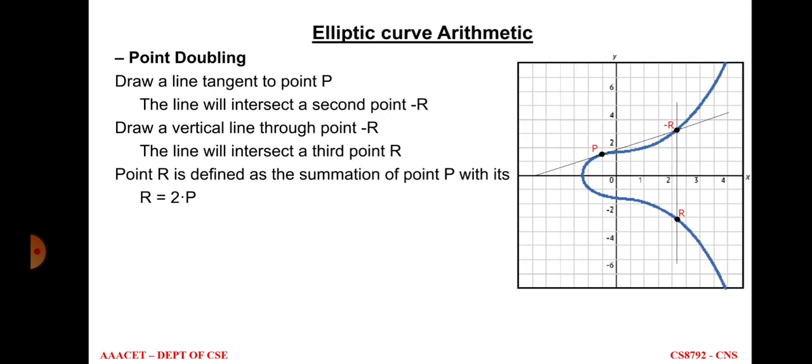So next one is point doubling. Here also, first of all we have to draw an elliptic curve. After that, draw a line to point P. The line will intersect the second point, minus R. Then draw a vertical line from minus R to R, so that the line starting from minus R intersects the third point R. So the point R is defined as the summation of point P with itself, R is equal to 2P. That's why this concept is known as point doubling, that is 2P point doubling.